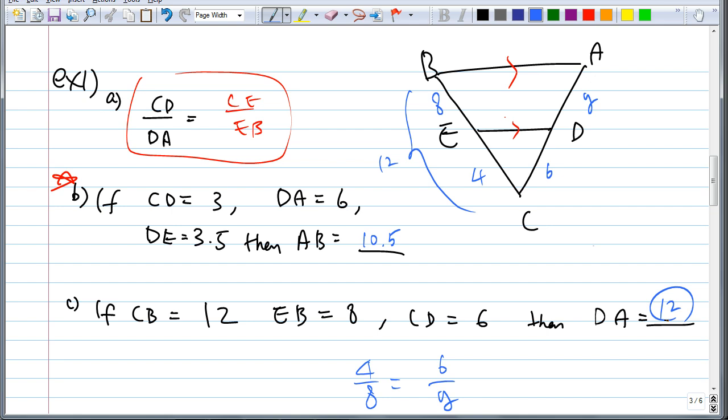Isn't this 12? Yes. What's 4 over 8? One half. What's 6 over 12? One half. Half equals half. You need to be able to solve these simple equations. Any question? Is this easy or hard?